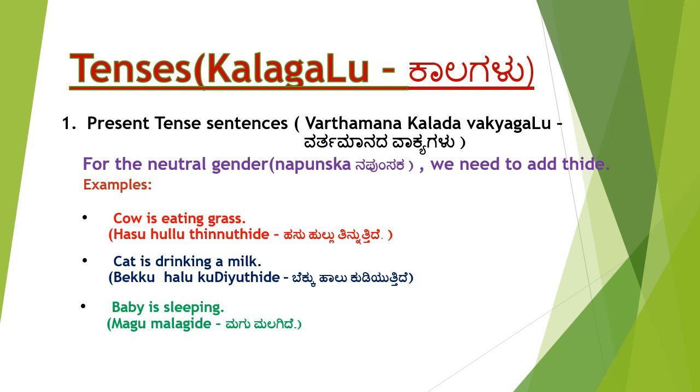So animal names also you can learn here. Hullu, hullu is a grass. So notice the words used here so that will improve your vocabulary also. Halu is milk. Okay, so halu is milk, hullu is grass and magu is baby. Okay, these three words you are learning.